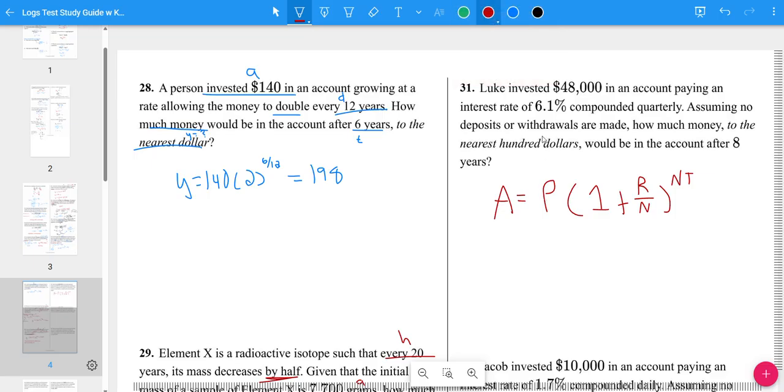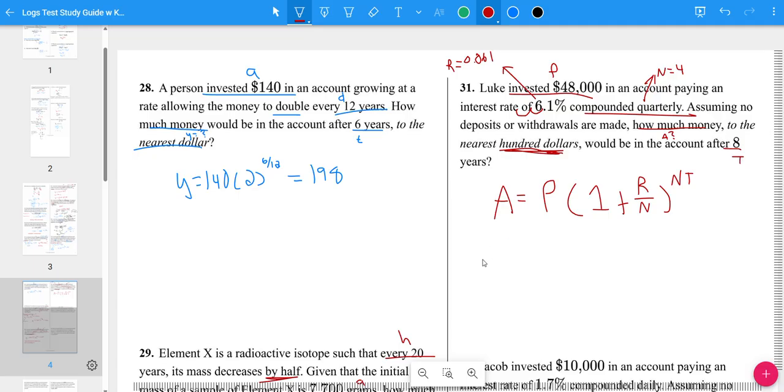Yep, looking good. So Luke invested 48,000 into an account with the interest rate of this. So remember, if we move the decimal place twice, we're going to have that R is 0.061, and it compounds quarterly. So N is going to be 4 times in a year. Assuming no deposits or withdrawals are made, how much money, so we want to know the final amount to the nearest $100, would be in the account after 8 years. So T is 8.